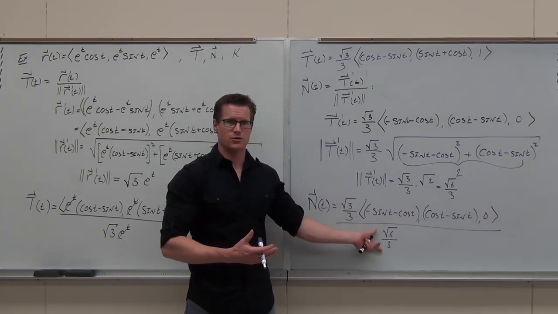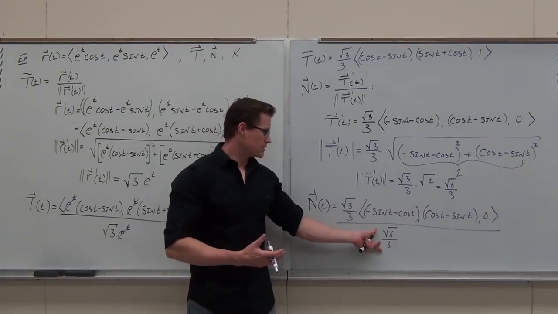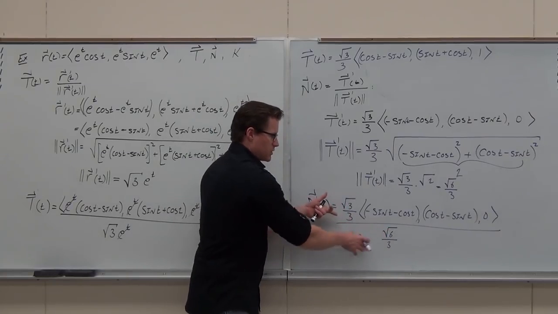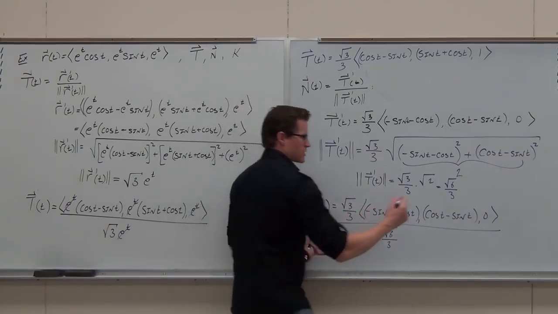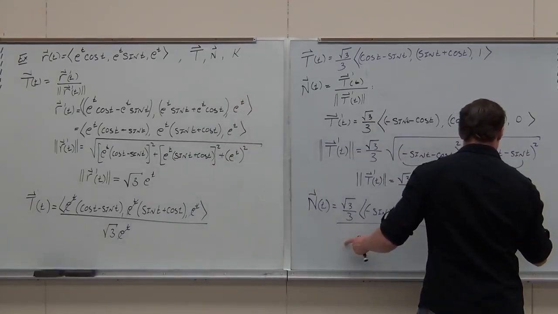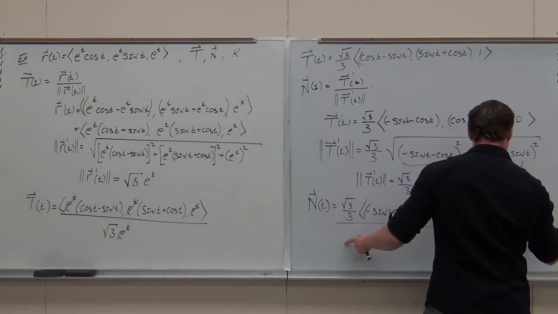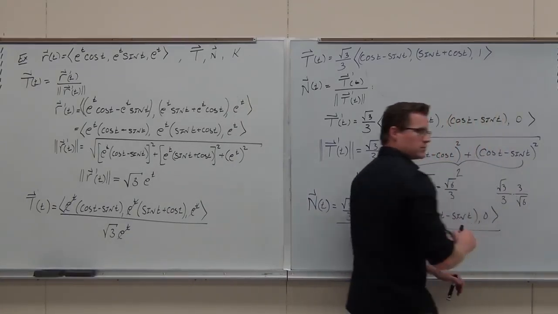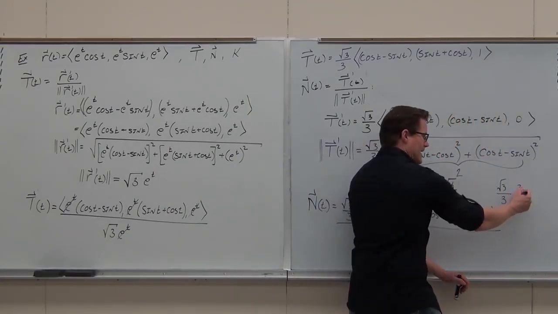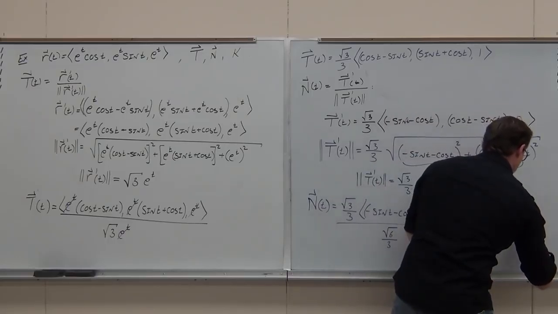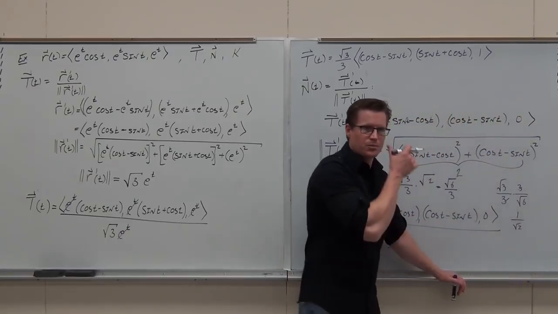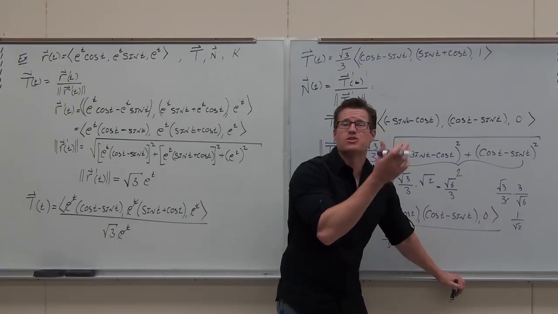Close. It's going to be 1 over square root of 2. So when you do this, you have this divided by this. You would multiply by the reciprocal. Looks like this. Like that. This would be 1 over square root of 2. That's what that would be. And that's going to be square root of 2 over 2.